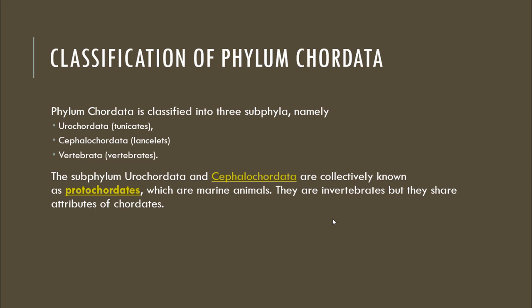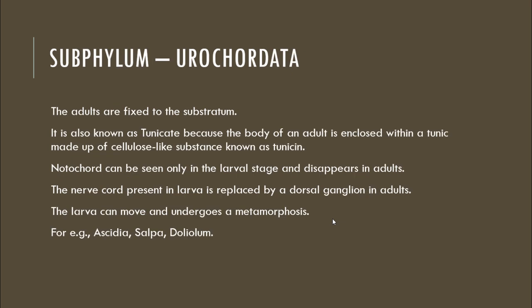The subphylum Urochordata and Cephalochordata are collectively known as protochordates, which are marine animals. They are invertebrates, but they share attributes of chordates. What is that attribute? They have the notochord, they have the nerve cord. All these guys, do you get my point?